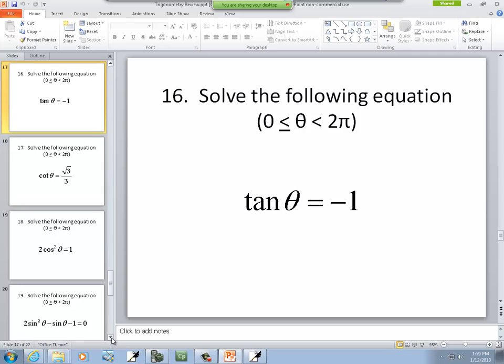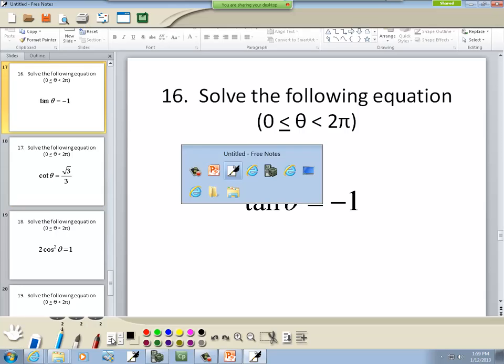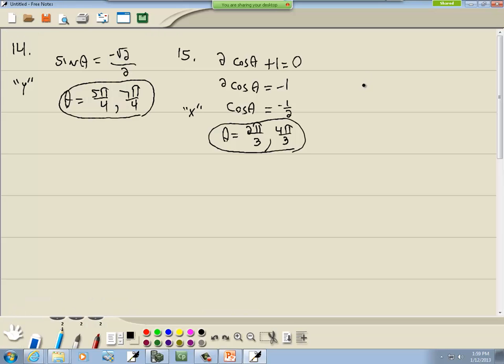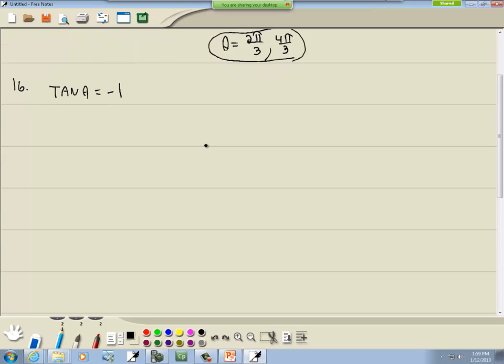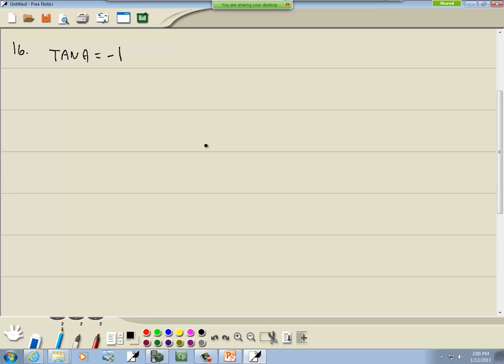Let's talk about this one. And we'll put it down here. I want to have some room. Okay, so we got tangent theta is equal to negative 1. Well, this is not so easy. Sine and cosine are really easy when you're solving trig equations because they just correspond to our x and our y. But tangent, remember, is y over x.